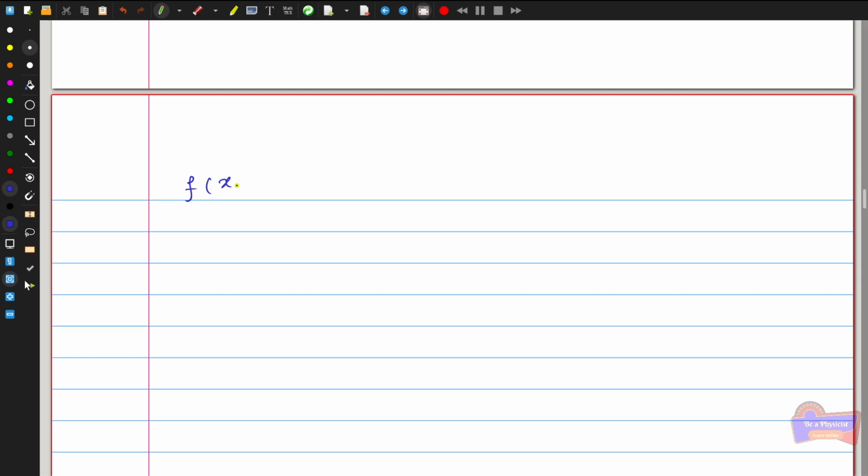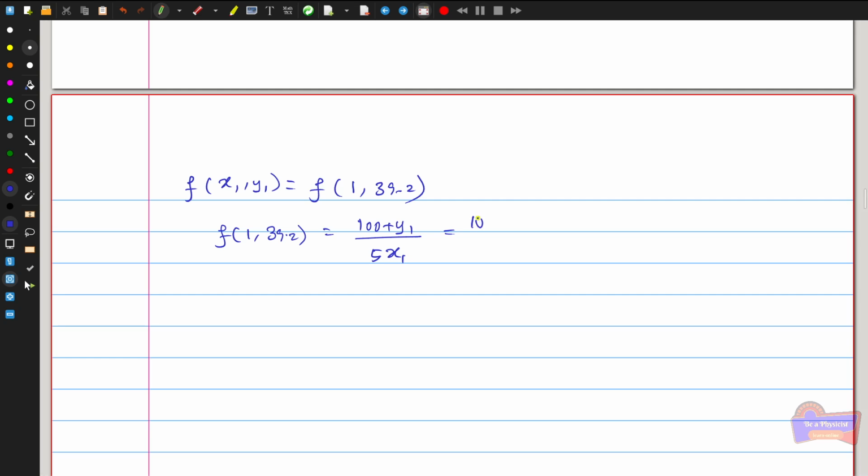So f of x1 comma y1, which is equal to f of 1 comma 39.2. At this point we have to find out the slope. So f of 1 comma 39.2 will be equal to (100 plus y1) divided by 5 times x1. We know the x1 and y1 values now, so I can just substitute the values: (100 plus 39.2) divided by 5 into 1, which is equal to 27.84. So that is my first slope.